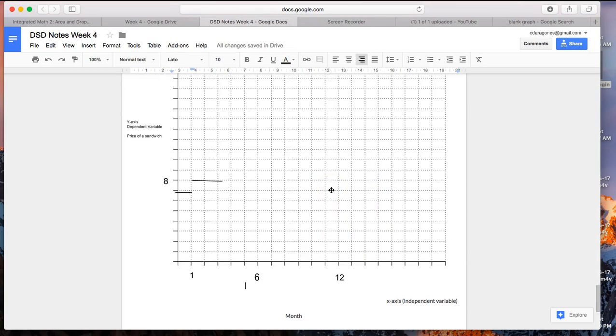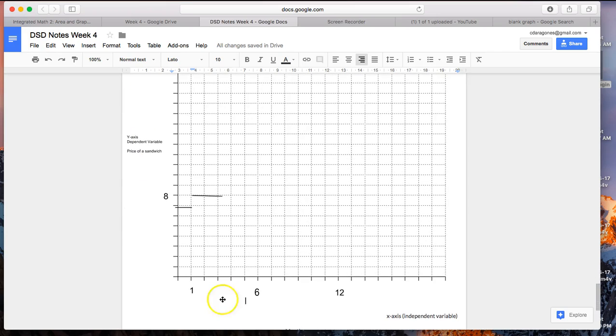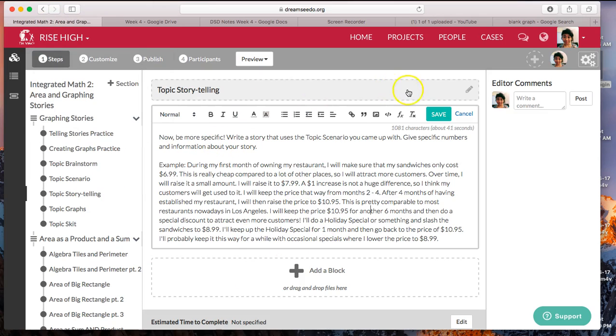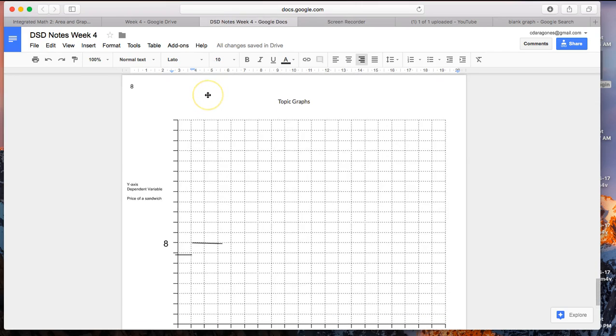So in your notebook, I want you to create an X and Y axis, label what your independent variable is and what your dependent variable is, and then scale your axes, right? And then graph your story. So whatever story you chose in the previous step, create a graph that accurately describes it. If you need help with this, ask me in workshop. Then when you're done, take a photo of your graph, upload it on Dreamseedo.